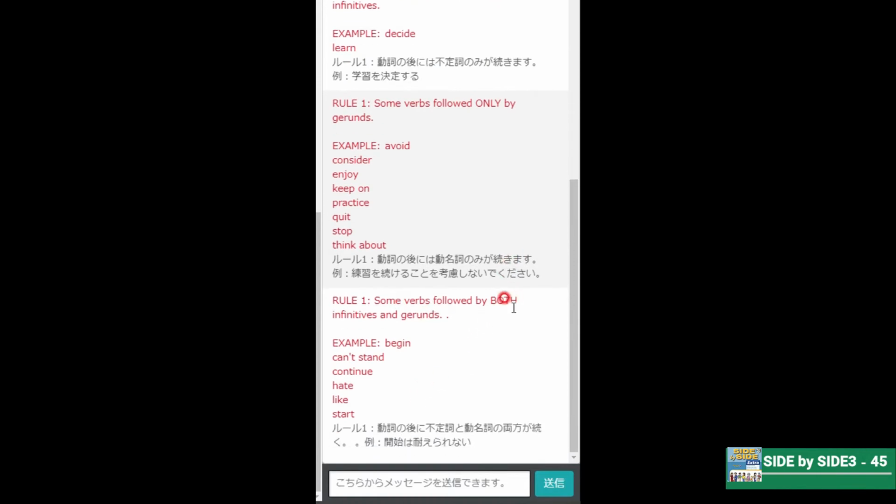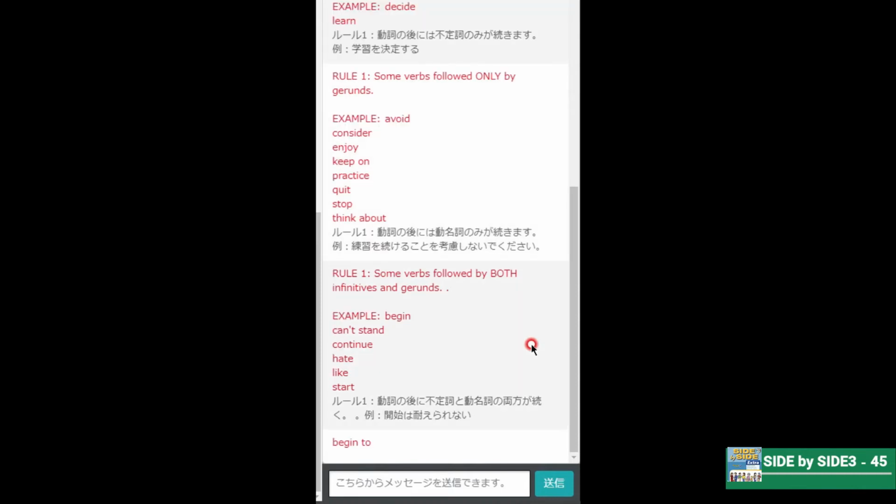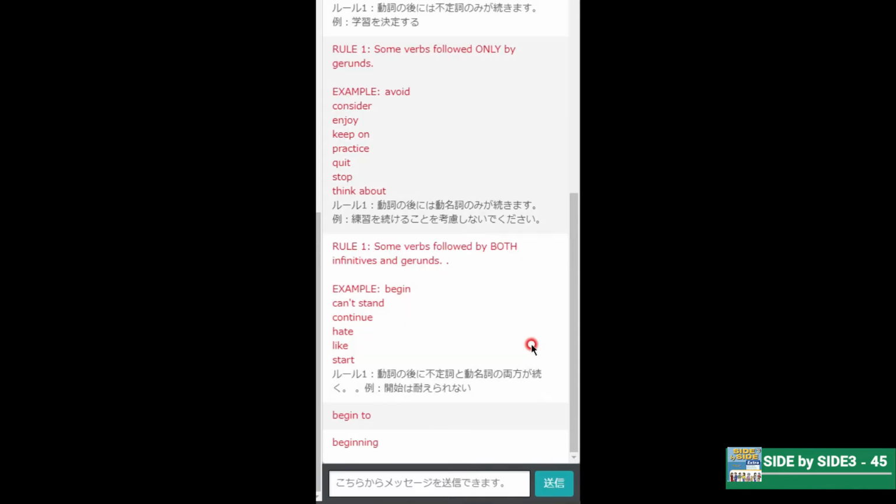Yes, the grammar rules for some verbs follow both infinitives and a gerund. For example, begin to. It's a verb plus an infinitive, right? Yes. And beginning, or beginning, like this one, is also a gerund, -ing, right? Yes. Very good. Okay, so do you have any questions so far?